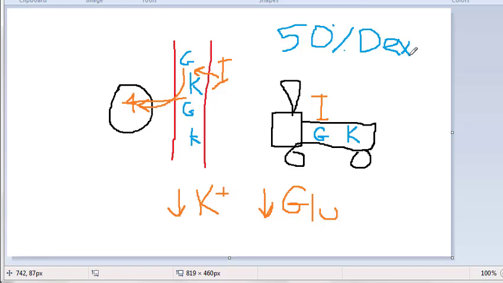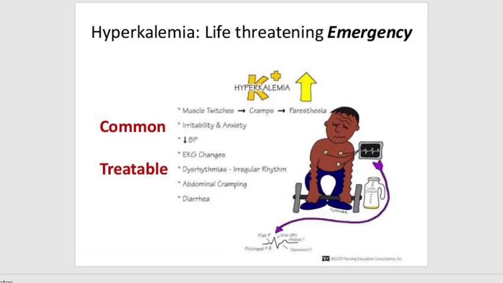We just needed to get rid of the potassium, and the only way to do that quickly was to get the glucose in the cell so the potassium would follow. So now we have a low glucose and a normal potassium, but we've got to replenish that sugar. So we give them IV sugar to put that sugar back in the bloodstream before the patient becomes hypoglycemic and starts showing symptoms. Okay, so those are the ways we treat hyperkalemia.